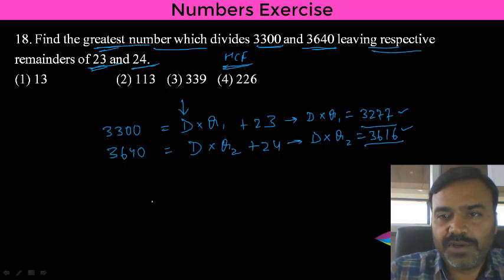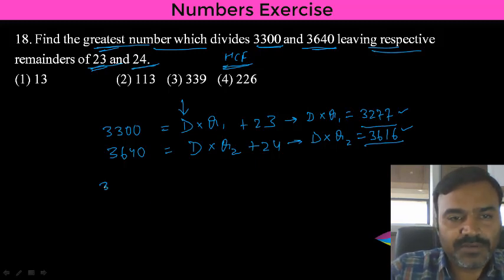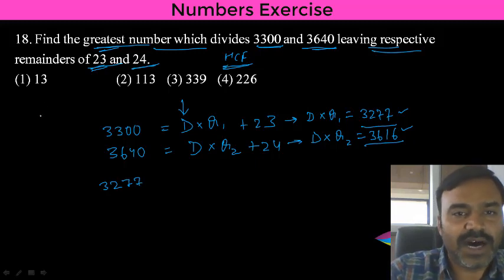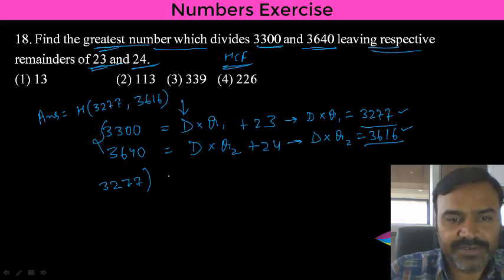So what we'll do, we'll use the long division method for finding the HCF in this case. Remember, our answer to the question will be the HCF of 3277 and 3616. I've explained here why. Okay. So 3277 divides 3616 one time.